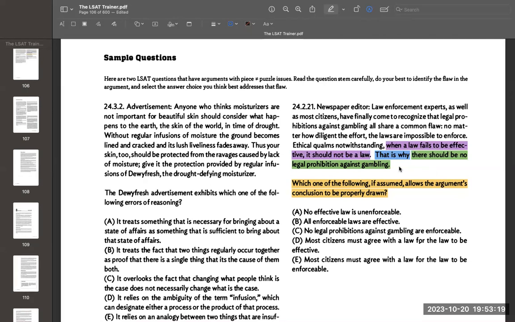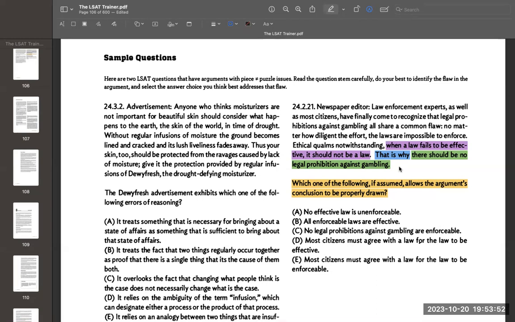So we're getting from a law being ineffective to it shouldn't be a law. So clearly what they believe is that legal prohibitions against gambling fail to be effective, right? That's the link that they're making. However, we're going to have a problem with that. Nowhere in their premises do they directly state that legal prohibitions against gambling are ineffective.